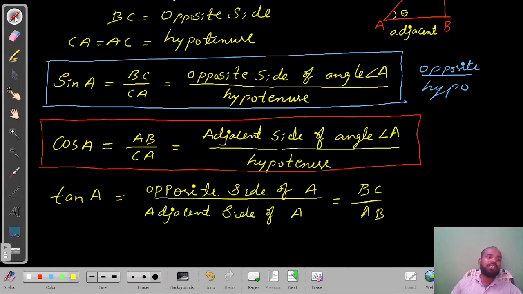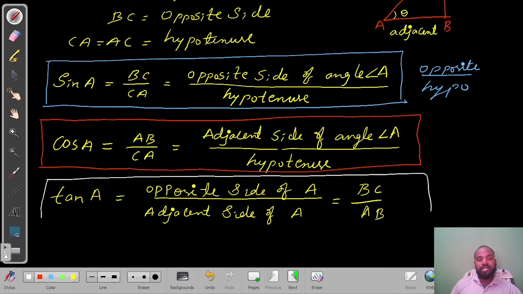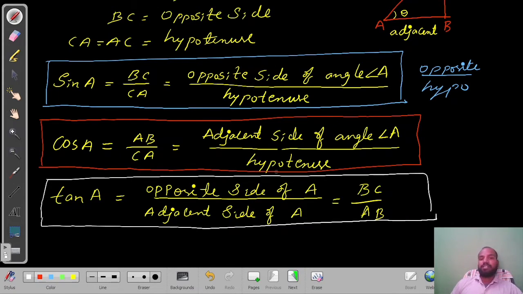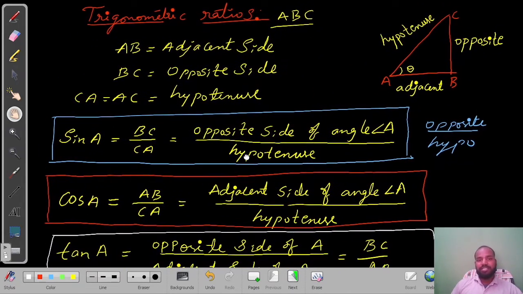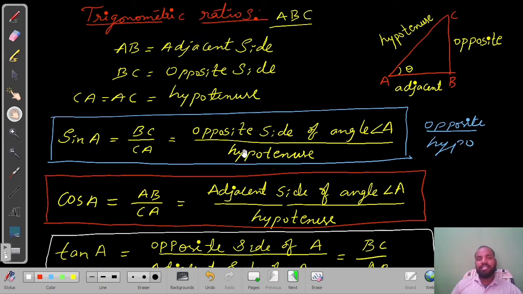We can derive other formulas very easily. So if you remember this, then we will derive other formulas very easily. So this one is your tan A. What is the tan A value? Opposite side of angle A by adjacent side of angle A. Am I clear? So these are the three basic trigonometric ratios. With these three basic trigonometric ratios, we can derive another three. Okay, let us see that one.